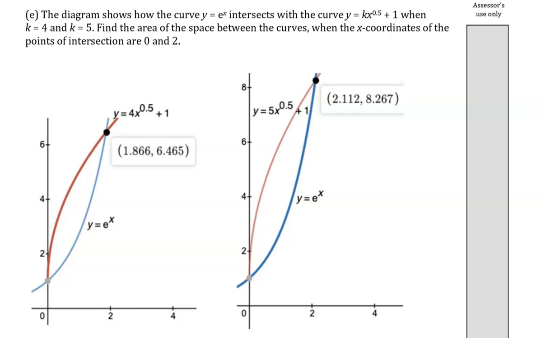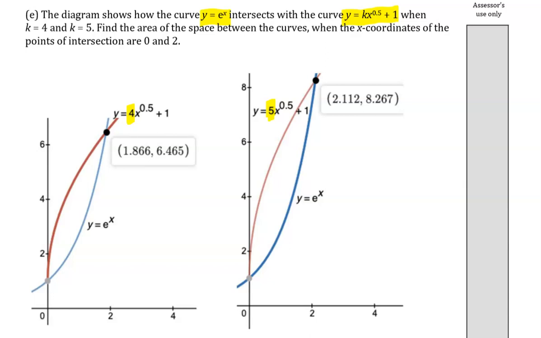Part E on this question, most people actually struggled to understand what it was telling you in the information here and then went off in the wrong direction. So let's just take a minute to pick this apart. We've got the curve y equals e to the x, so that's the blue one on both of these diagrams, and the curve y equals k x to the 0.5 plus 1. Now I emphasize that k because that's the thing that gets changed on each of these different curves. The first one is when k is 4, the second one is when k is 5. And it's just giving you an example of what that curve could look like.